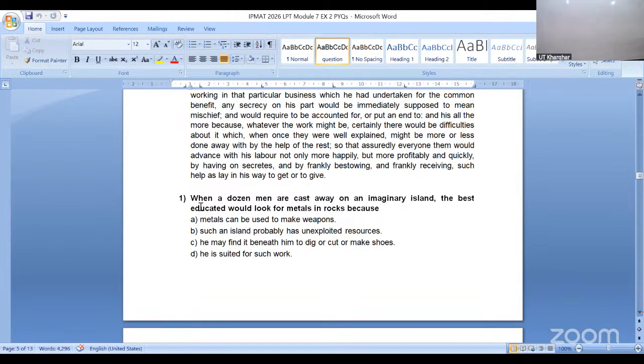So the question was, when a dozen men are cast away on an imaginary island, the best educated should look for metals in rocks because... Why should he look for metals in rocks? If you look at the passage, it says everyone works according to his capacity. It goes on to describe how each group of people would work. Each one is suited for such work. So D will be the answer.